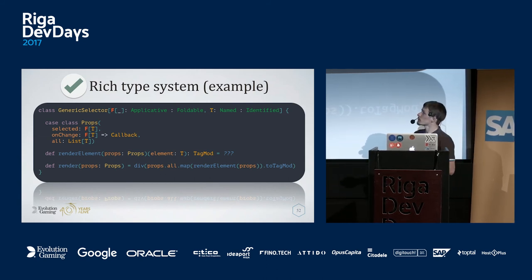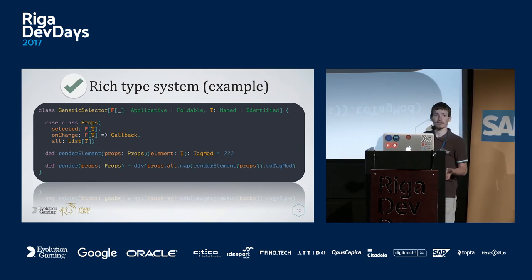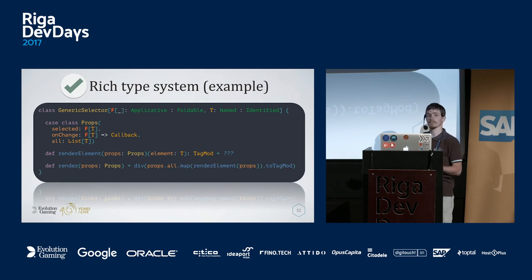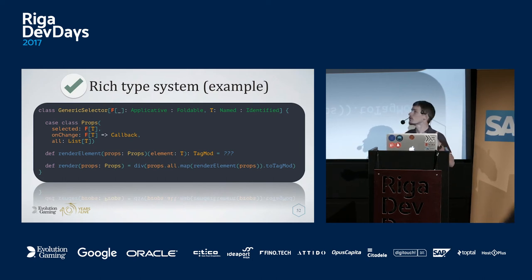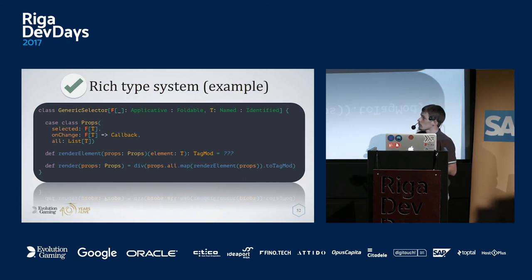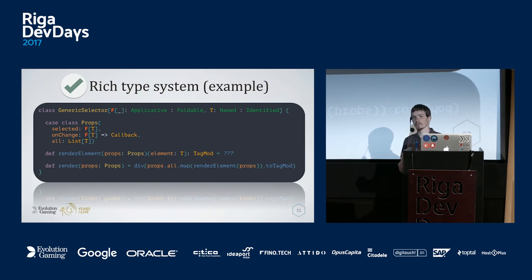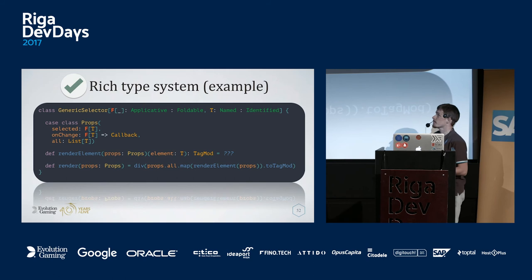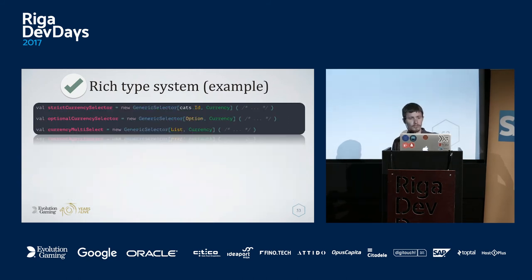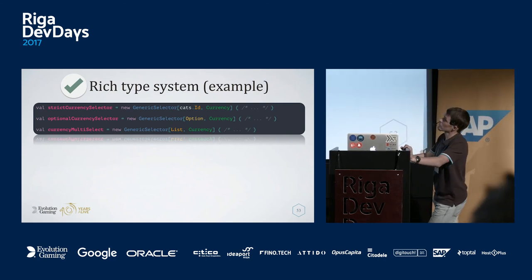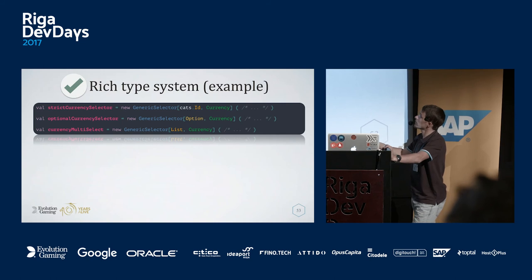But let's see what happens if we replace this F with an Option from Scala. It's just a regular Option. So our selected element will become an Option of T. So we'll have the possibility to have None here. And this will represent the case when no elements are selected. And the onChange callback will also provide us with the case where some element, for example, was selected and then deselected. So we'll have the None here. We can react to this change as well. And this really fits our requirement. And if we take a look at how it is created in the end, we can say that the strict currency selector is a generic selector of the identity functor and the currency. The optional currency selector is the same generic selector but with the selection effect equal to Option.